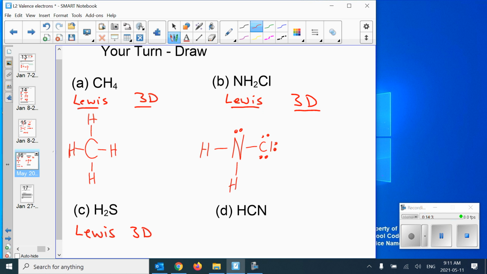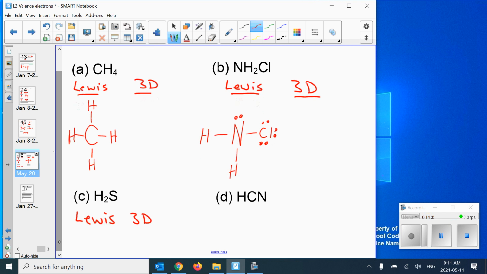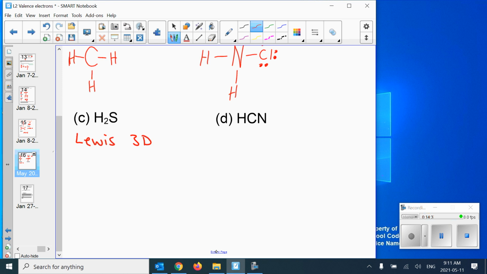Now, H2S. S, sulfur, is in the same family as oxygen, the 16th column. So this is actually going to look very much like water.